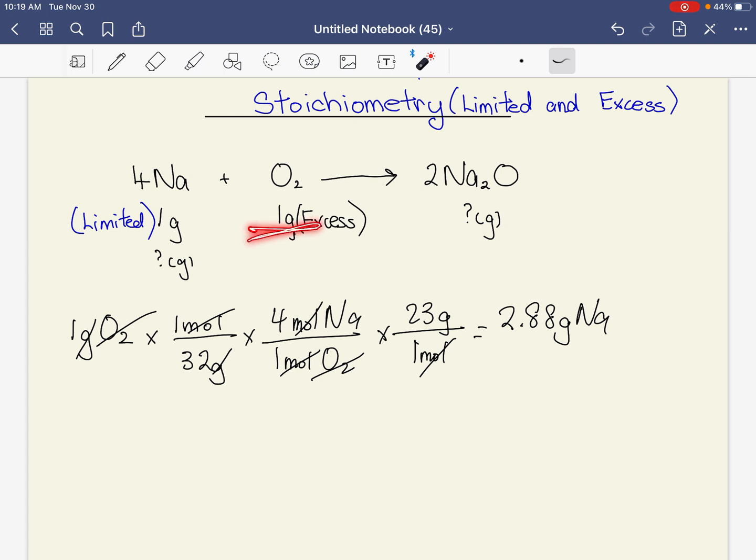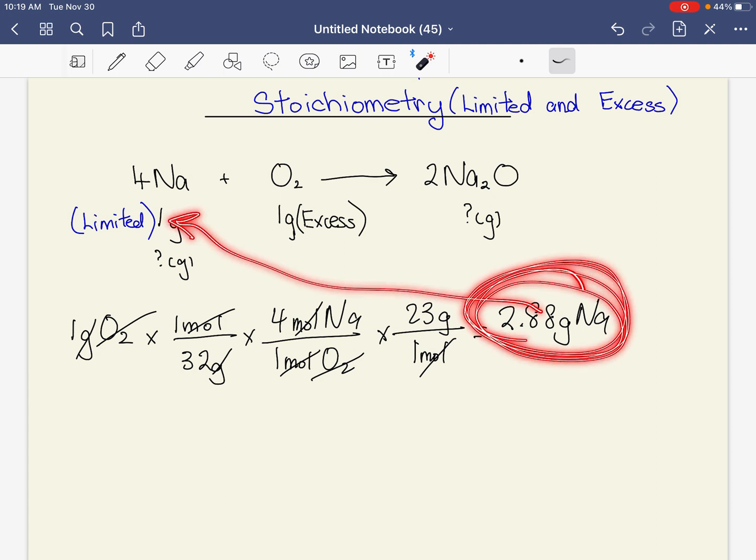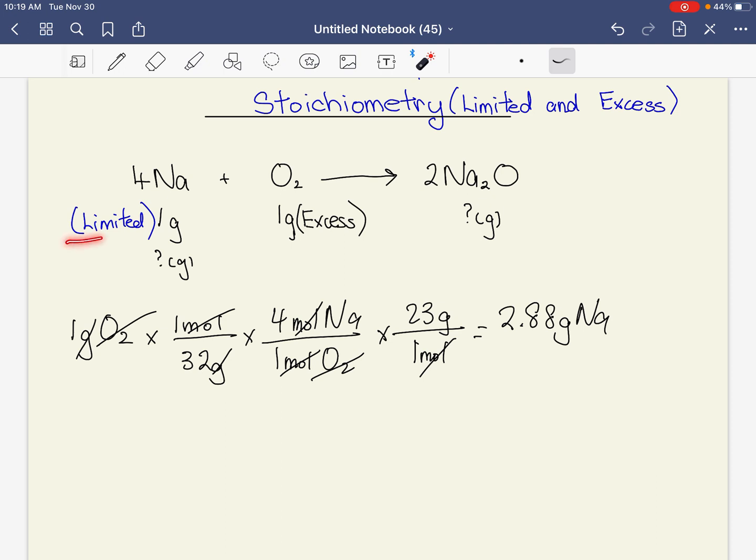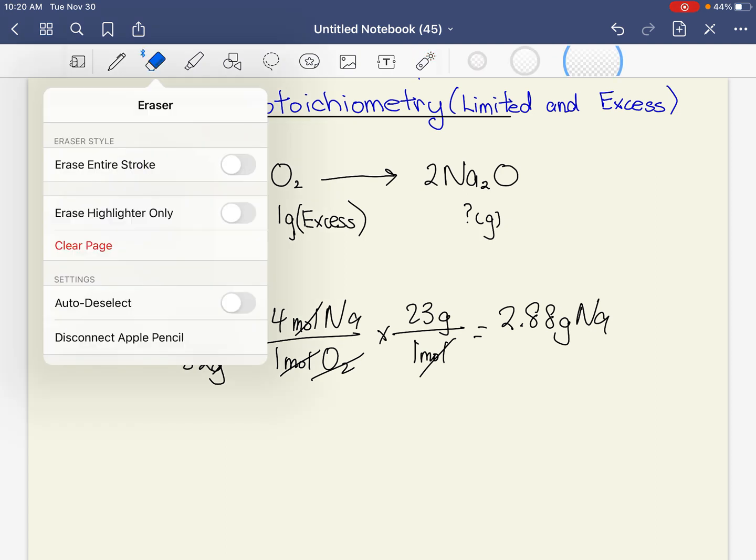Sodium is definitely limited, because if I want to react all 1 gram of this, I need 2.88 of these. I don't have that. I only have 1 gram of that. So that is limited. So my initial calculation was right. Whenever you're given both reactants, you need to find out which one is given too much, because the one that is given too much is the one that you're not going to use to determine the product. You will always use the limited reagent for product determination.